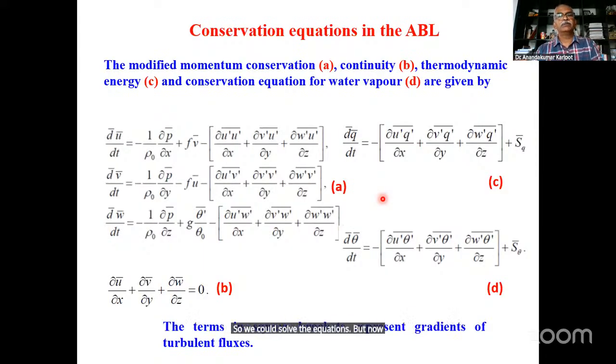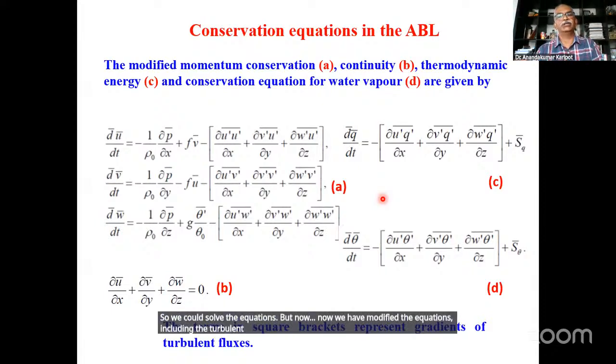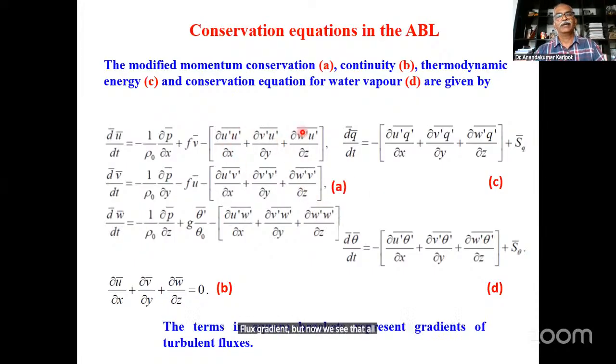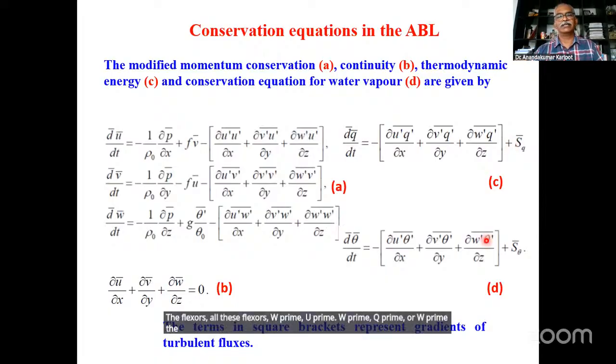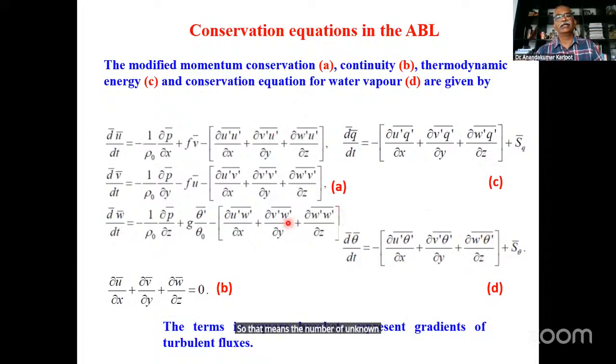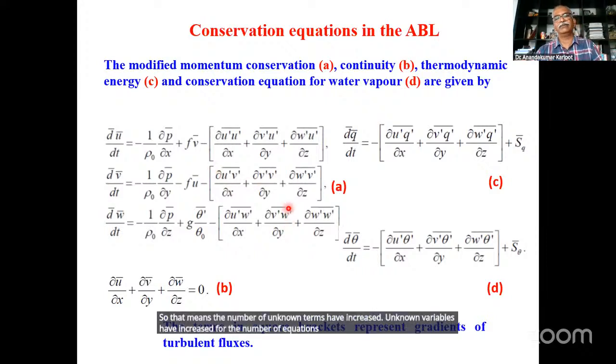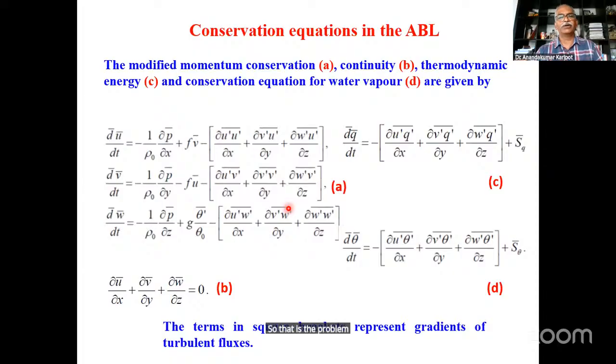But now we have modified the equations, including the turbulent exchange in the form of this flux gradient. We see that all these additional terms are unknowns, actually. They are dependent variables. All these fluxes, w prime u prime, w prime q prime, w prime theta prime, and their gradients are unknowns. So the number of unknown variables has increased, but the number of equations remains the same. That is the problem we now have to face. How do we solve this?